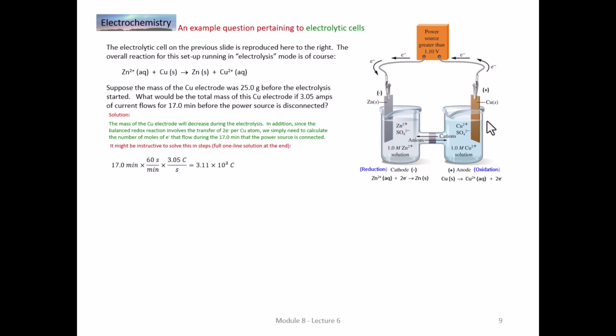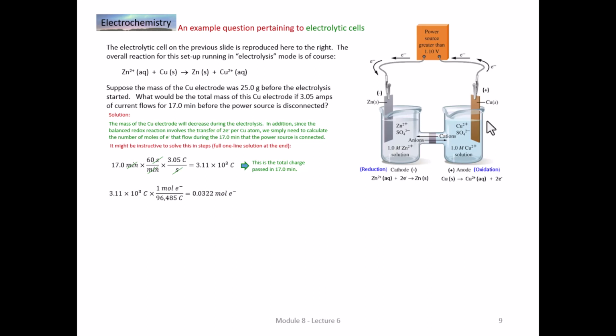So the first thing that we're going to do is figure out what's the total charge that flows through the system if 3.05 amps flows for 17 minutes. So what I've done here is I've taken 17 minutes and converted to seconds, and then multiplied by 3.05 coulombs per second. Remember, amps are coulombs per second. Current is the rate of charge flow, which leaves us with 3.11 times 10 to the third coulombs of charge that's passed through the system in 17 minutes.